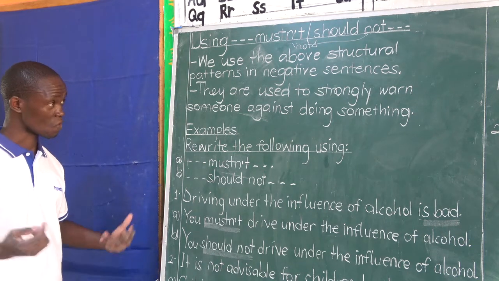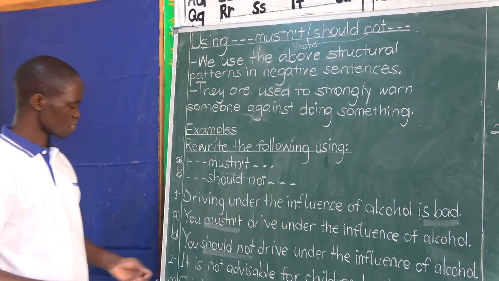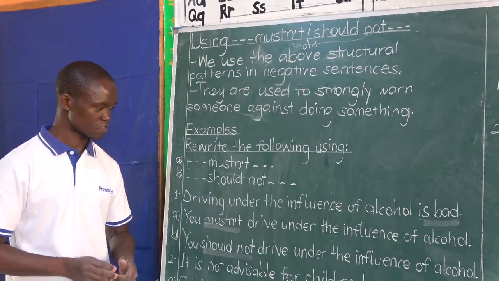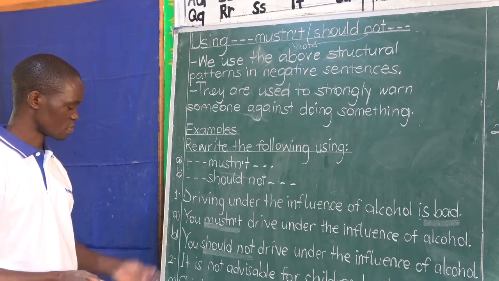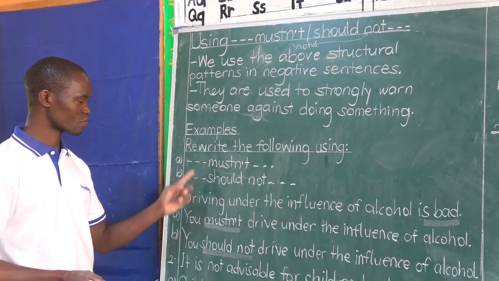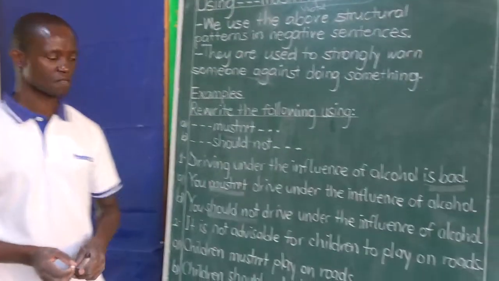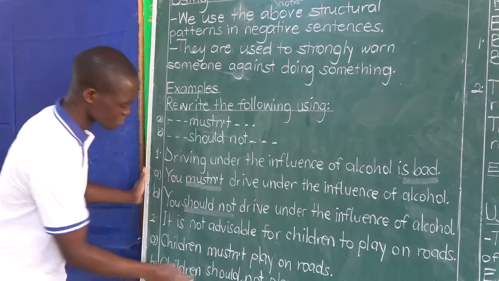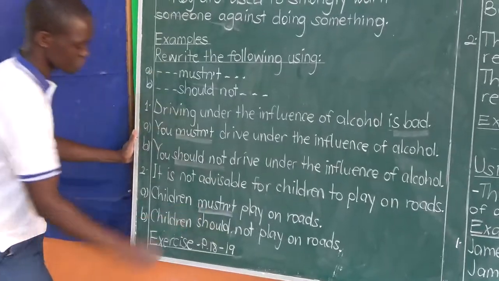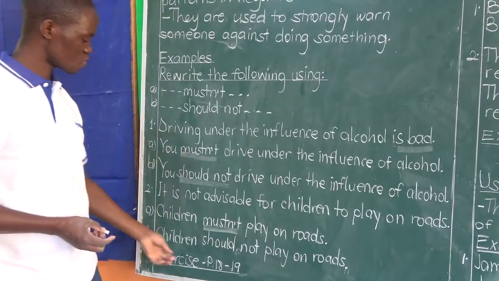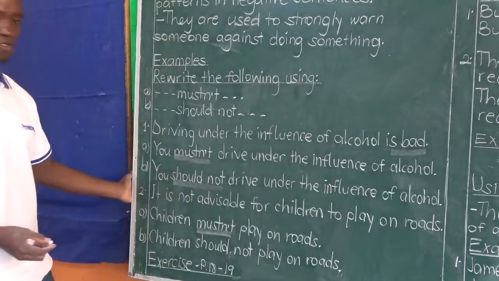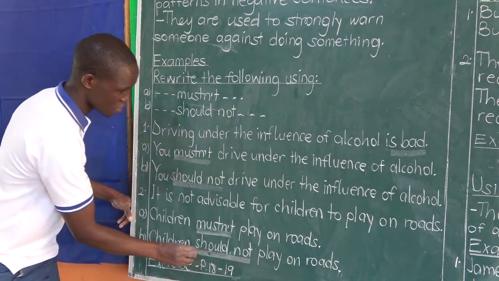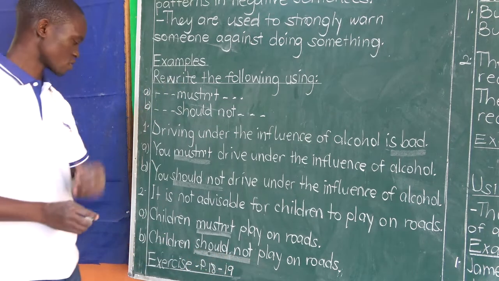Question 2, which is our last example, is: it is not advisable for children to play on roads. Our answer A, using mustn't, is children mustn't play on roads. Then B is children should not play on roads. I repeat, children should not play on roads. We are required to use should not, as seen there.